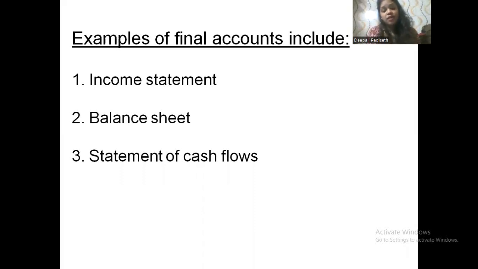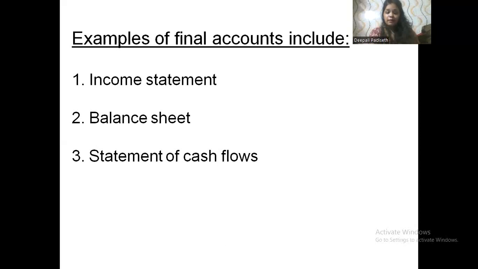Next is the balance sheet. The balance sheet summarizes an organization's assets, liabilities, and equity at a specific point in time, usually the end of the fiscal year. The balance sheet provides an overview of the organization's financial position, including its total assets, total liabilities, and net worth. Statement of cash flows. The statement of cash flows shows the cash inflows and outflows of an organization over a specific period of time. It provides information about the organization's cash flow activities, including operations.